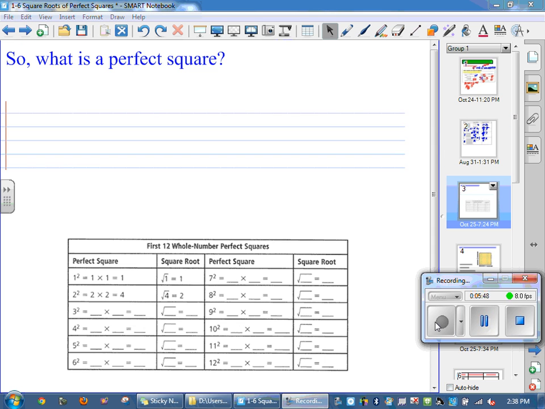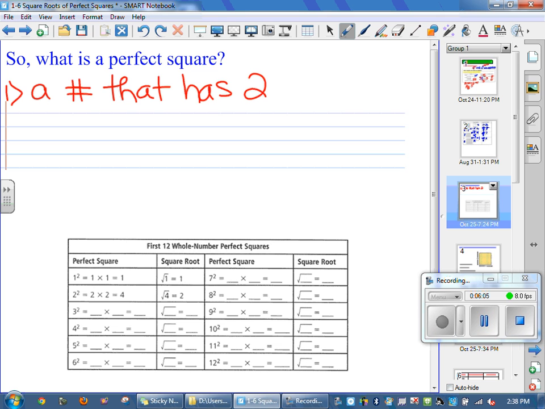Let's figure it out, guys. So first of all, we know there's a couple different things that have to happen. The first thing that we know is that it is a number that has two identical, that's the important part, two identical factors. And what's a factor? Numbers that multiply together. So it has to have two identical factors. That's what a perfect square is.